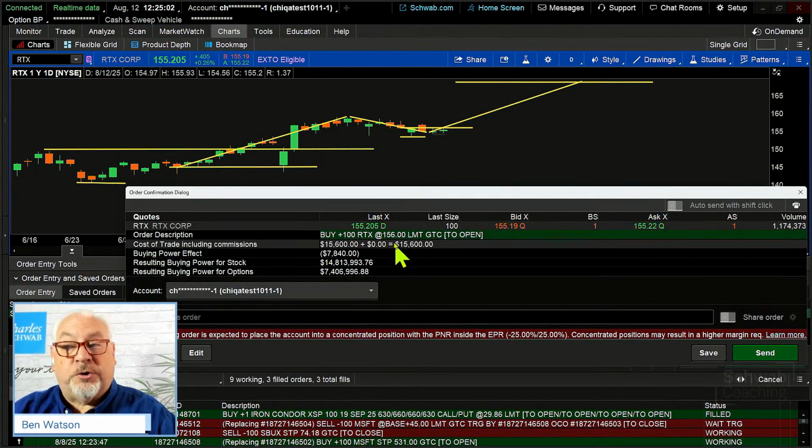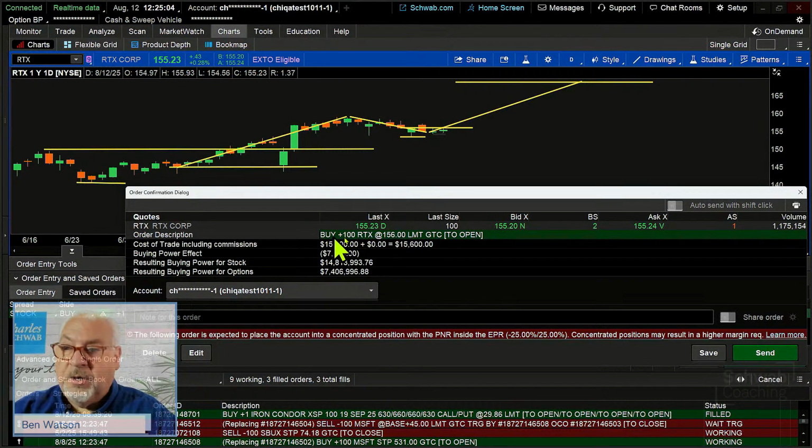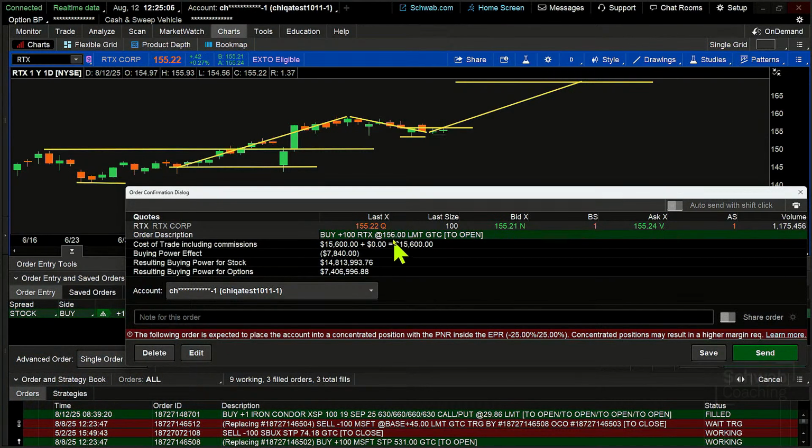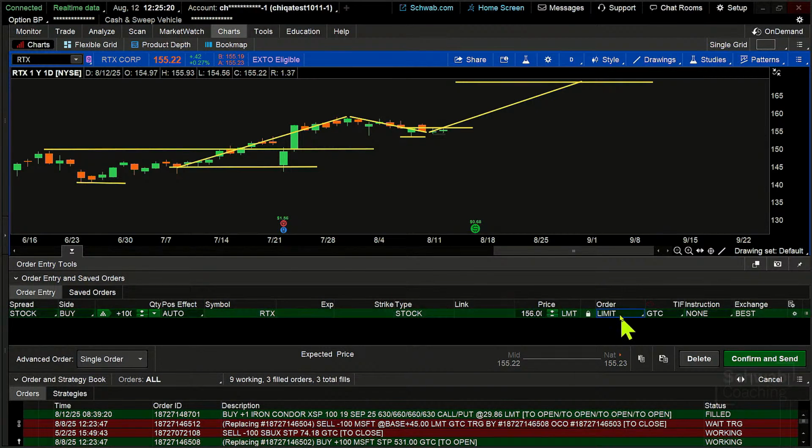I'm going to read through this order, make sure that this is what I want it to do. Buy 100 shares of RTX at 156 limit. So don't do anything until it gets to 156 and then buy that. Oh, wait, you know what? I just noticed by reading that, guess what? I need to edit this order because I need to change this from a limit to a stop.